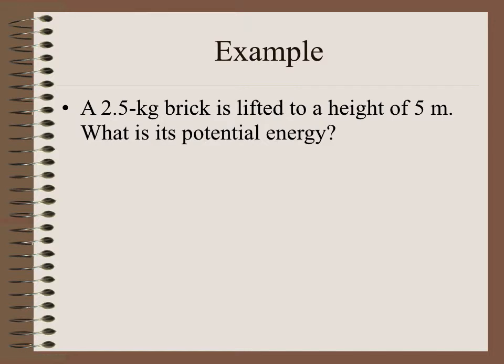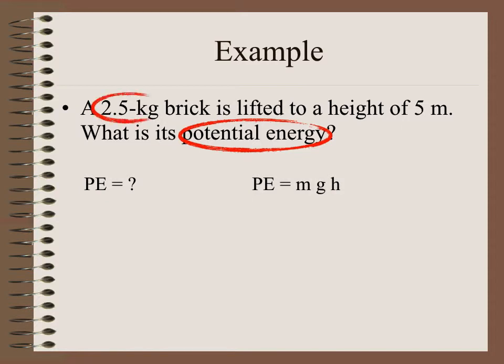Let's take a look at our example. It says a 2.5 kilogram brick is lifted to a height of 5 meters. What is its potential energy? So we note first that we are looking for potential energy, PE. And our formula for potential energy says we need mass times gravity times height. So the mass of the object is 2.5 kilograms. Gravity, as usual, isn't given in the problem. It's understood that we need it. But gravity is still 9.8 newtons per kilogram for the Earth. h is the height. So it says that we're at a height of 5 meters.